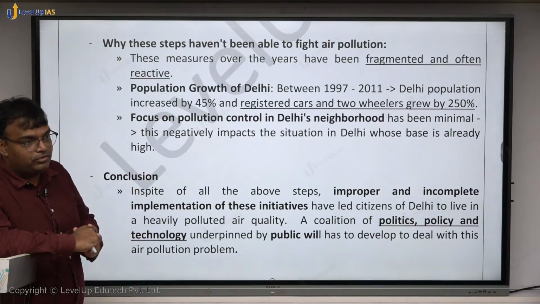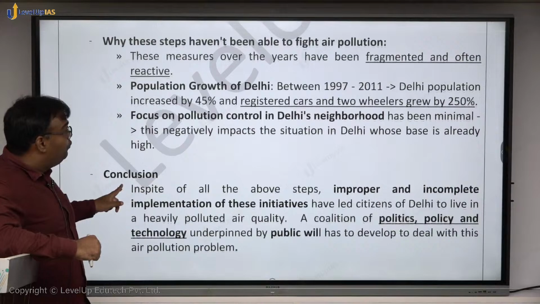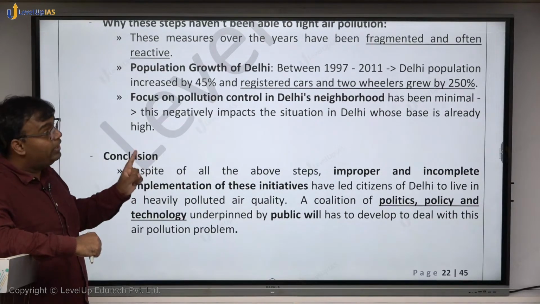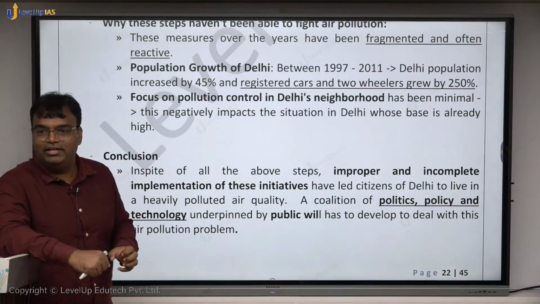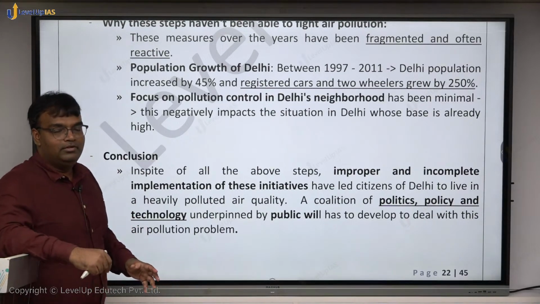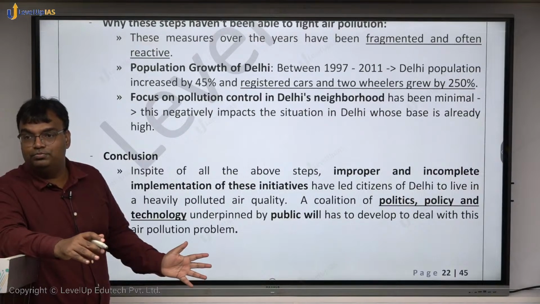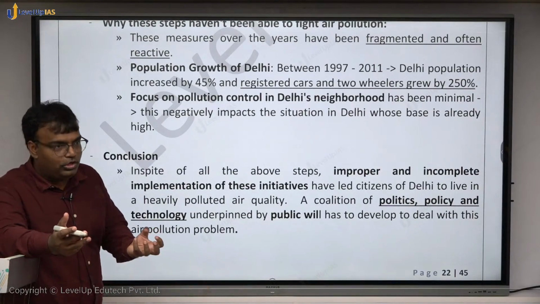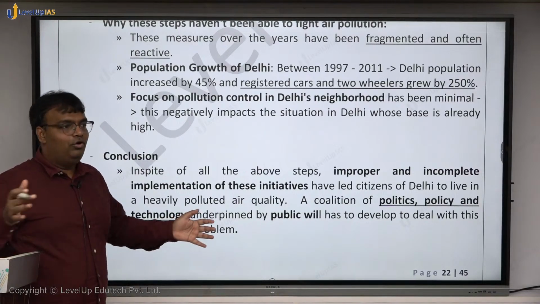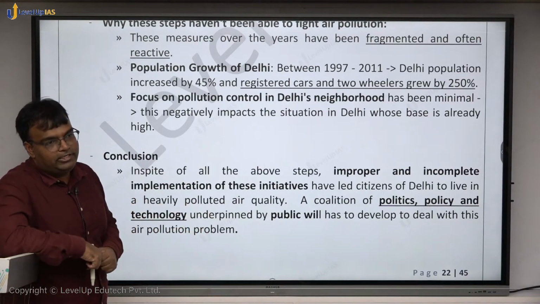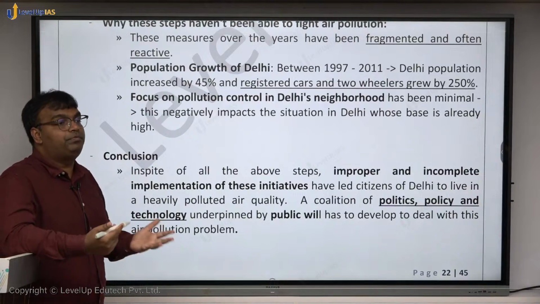Vehicular pollution is a major cause. Focus on pollution control in Delhi's neighborhood has been minimal. While we have focused on pollution in Delhi, Delhi के neighborhood में cities, towns like Bhiwadi became the most polluted cities in the world. तो आप दिल्ली को थोड़ा clean रखने की कोशिश कर भी रहे हो, from the neighboring places what's happening? All the polluted air is impacting Delhi. So comprehensive approach was not there.